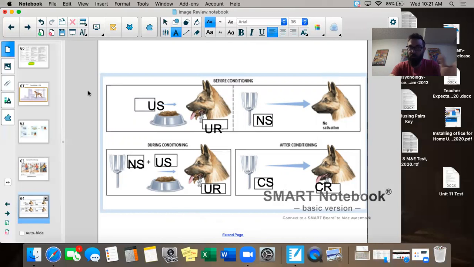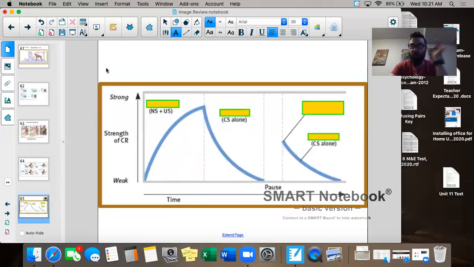Make sure you're clear on this. Make sure you can do this. Here's a graph of this entire process for classical conditioning. What do we call it when we're putting those two things together, the bell or the tone and the food? That's going to be called an acquisition period.